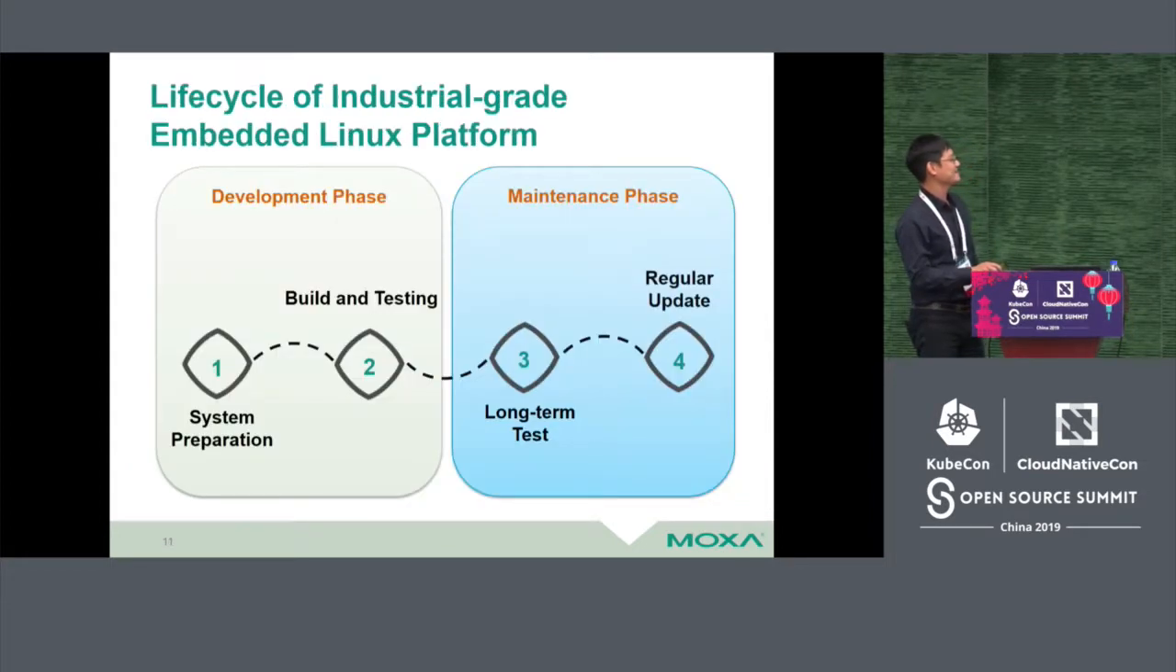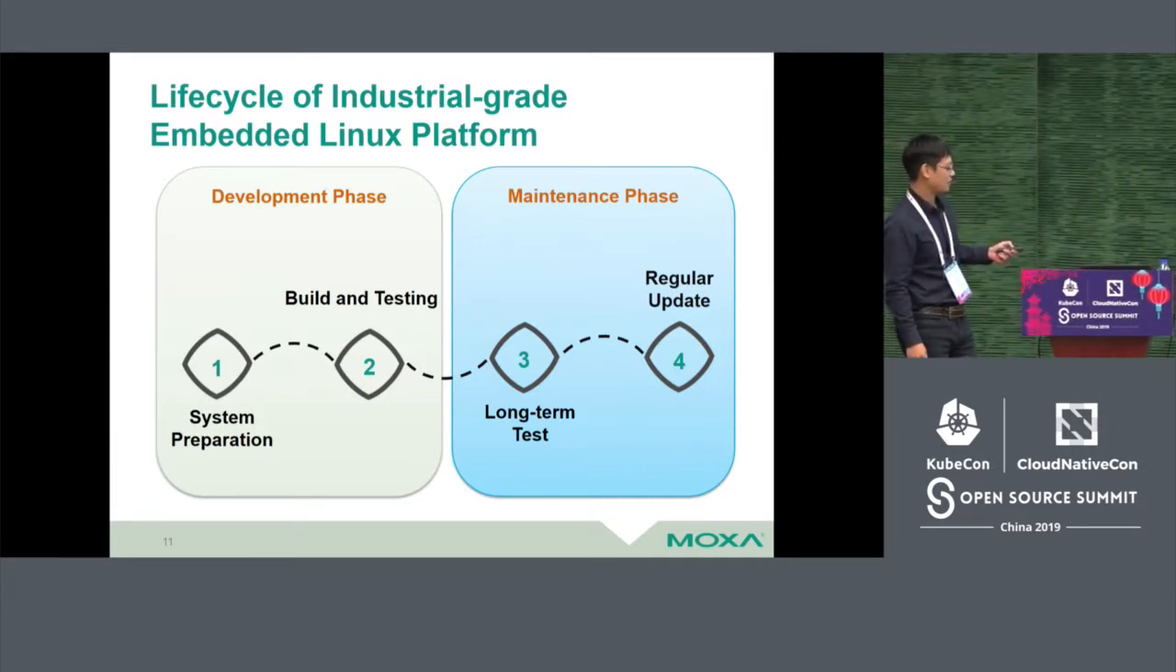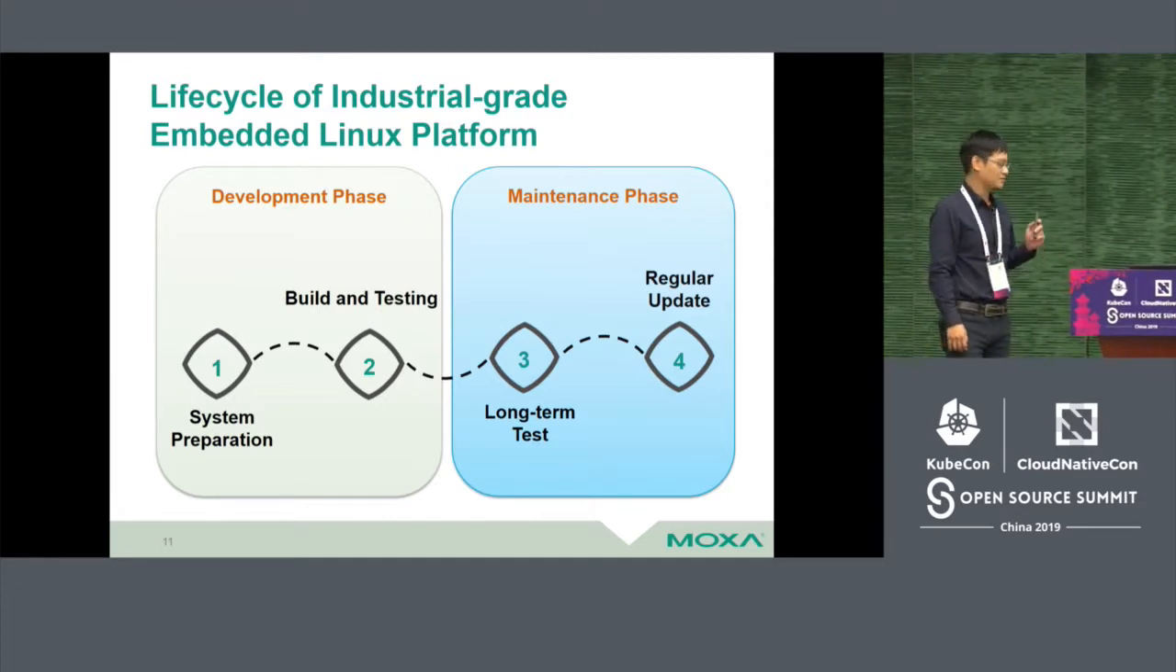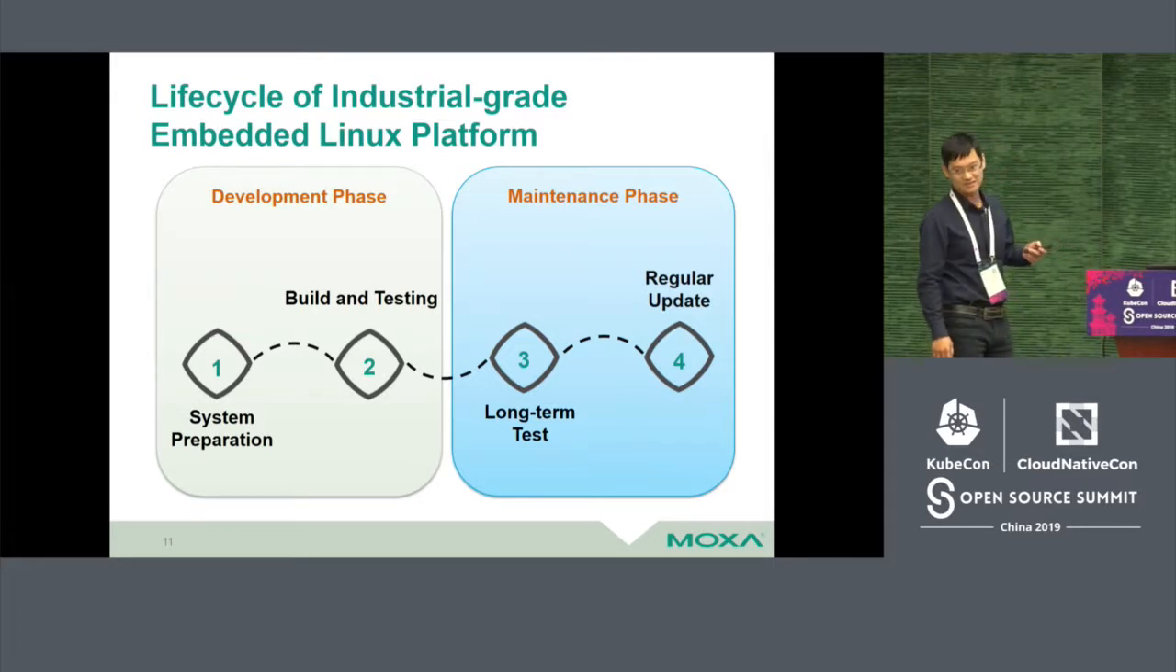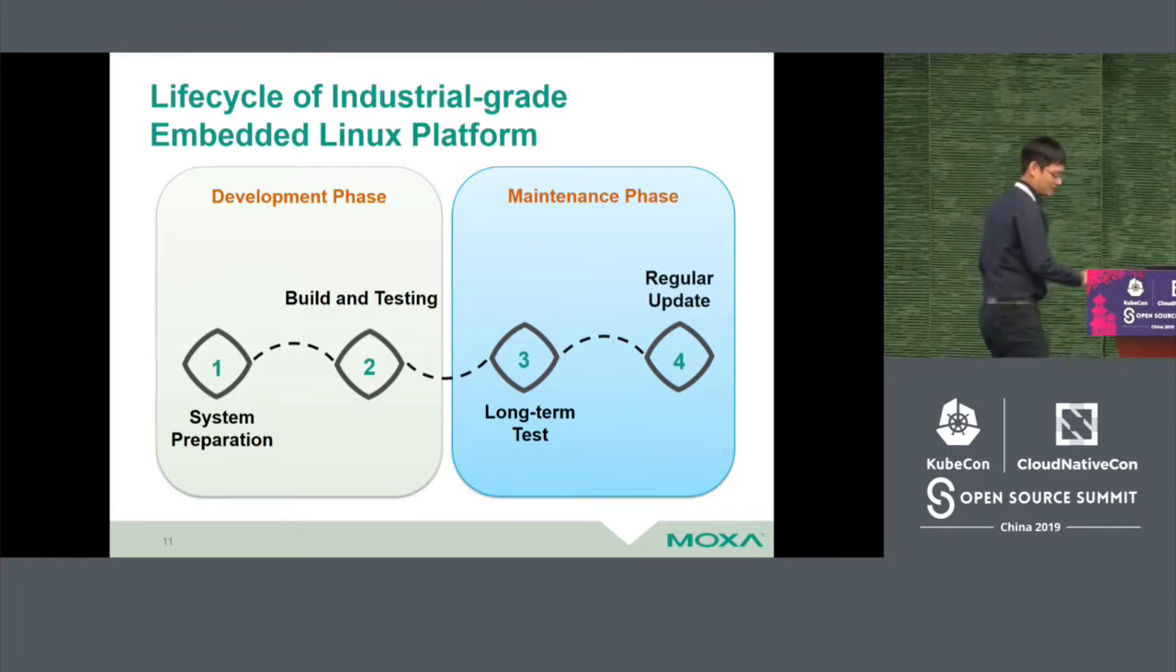This is the life cycle of an industrial-grade embedded Linux platform. As you can see, we have a development phase and a maintenance phase. In the development phase, we have system preparation, building, and testing. In the maintenance phase, we have long-term testing and regular updates. For industrial products and platforms, this phase is very important, because the life cycle of an industrial platform is usually more than 10 years. So we need to take care of the maintenance phase very carefully.